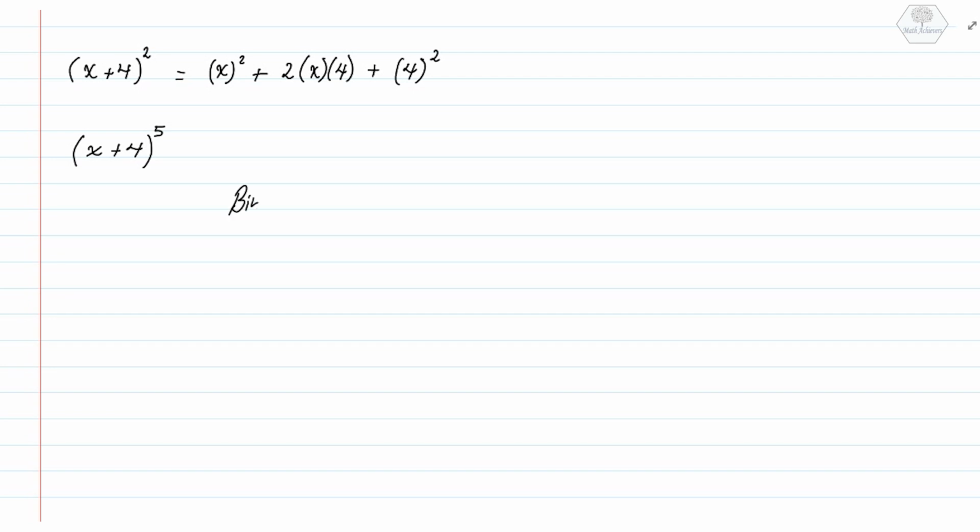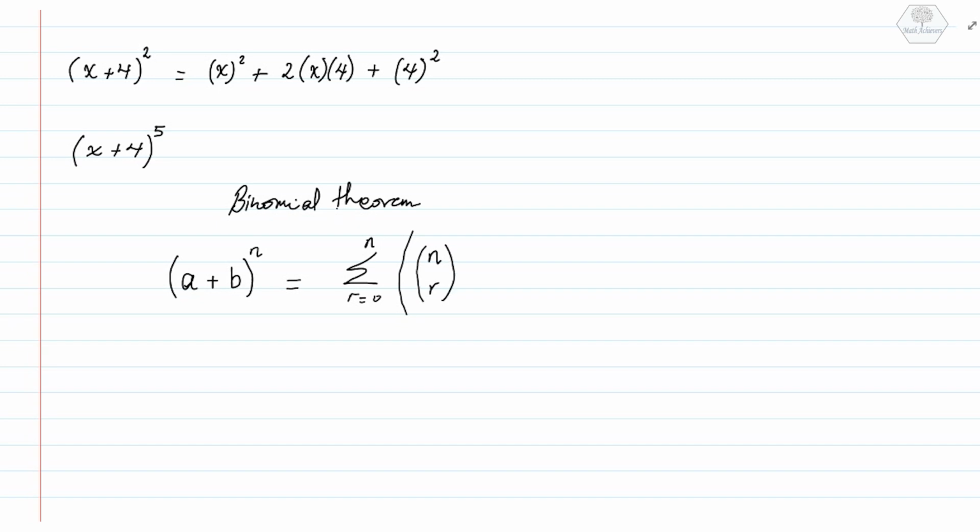The binomial theorem, what does it say? If I have (a + b) all to the power of n, and I want to expand it, the expansion of (a + b)^n is the summation from r equal to 0 to n of the combination n with r, a to the power of n minus r times b to the power of r.